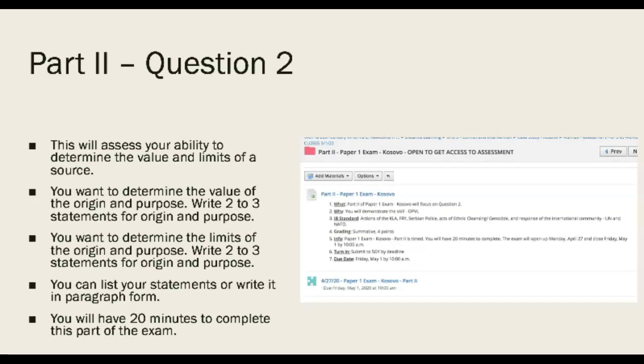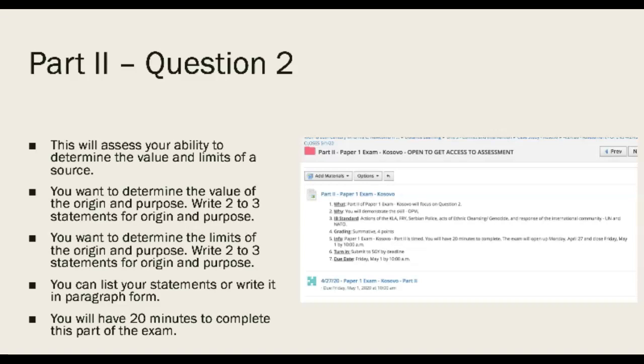Part 2 is going to deal with your ability to determine the value and the limits of a source. So question 2 is what we'll call the OPVL. And so you want to determine the value of the origin and the purpose, write 2 or 3 statements related to that, and you want to determine the limits of the origin and the purpose and write 2 or 3 statements related to that as well.